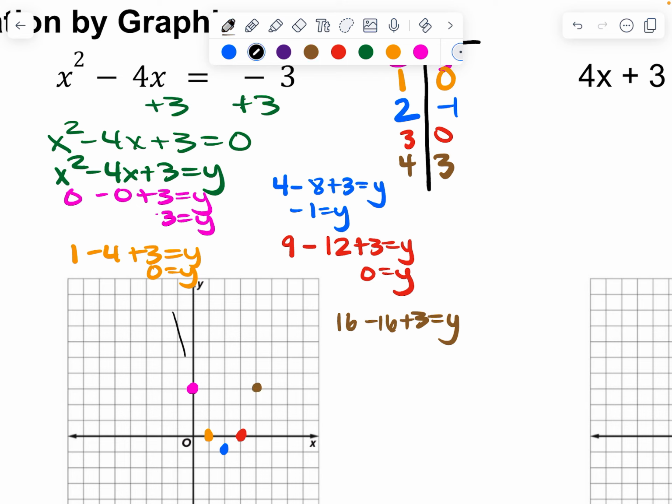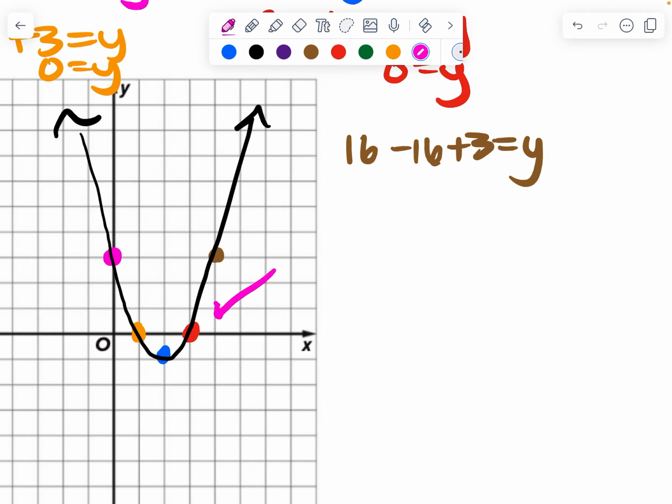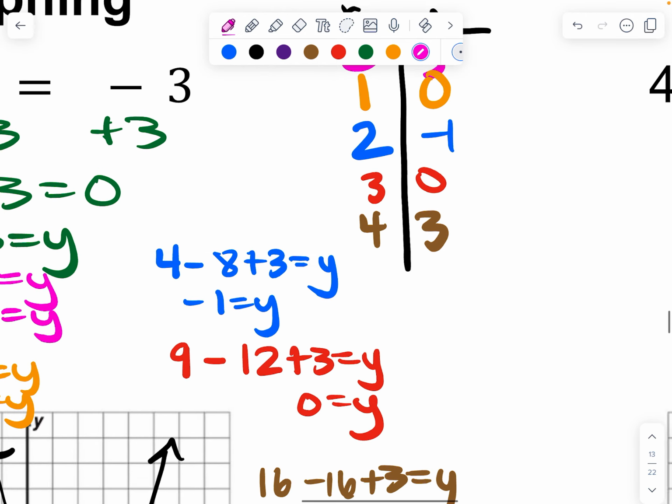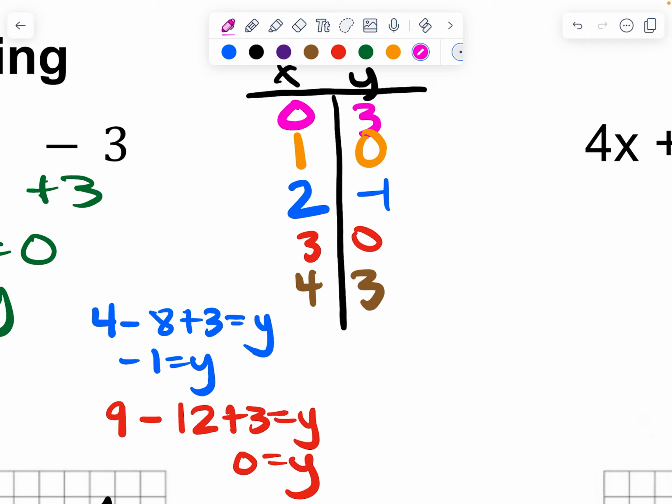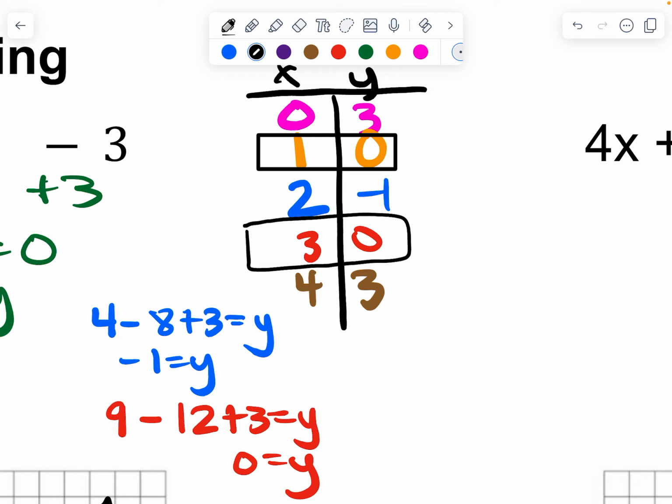And I'm not very good at drawing these. Not bad. Make sure I have my arrows on. Okay. Where does it hit the x-axis? Hits here and it hits here. So my solutions, actually I want to do this. Right there. And right there. So the points 1, 0 and the point 3, 0.